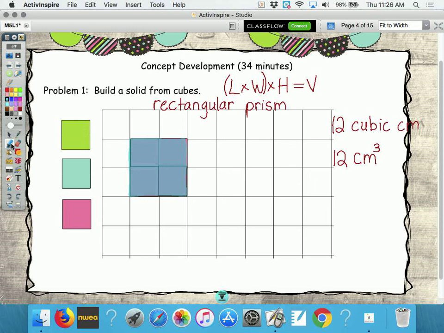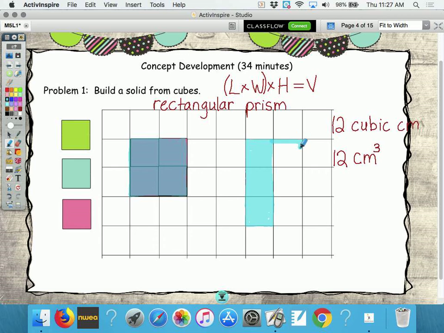Okay? So I'm going to give you an example of one way to color in a base for this. I could use three cubes on the base and create a rectangular prism with 12 cubes in it. Okay? All right, you want another idea?